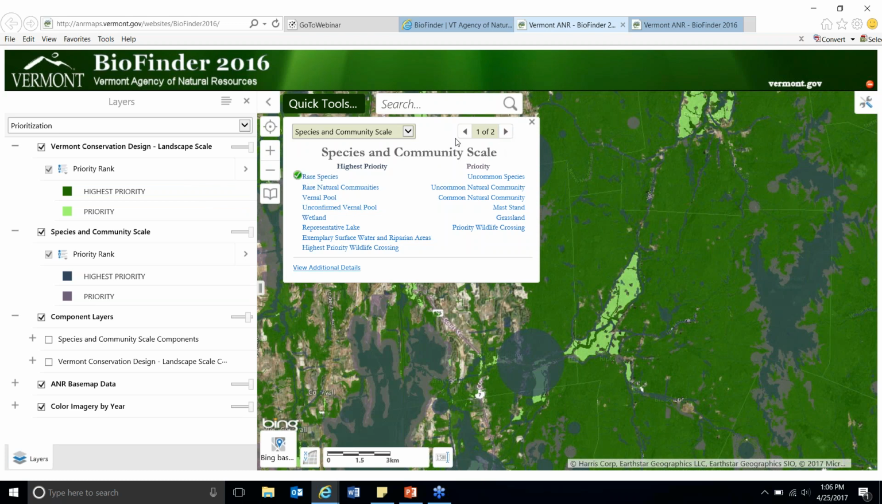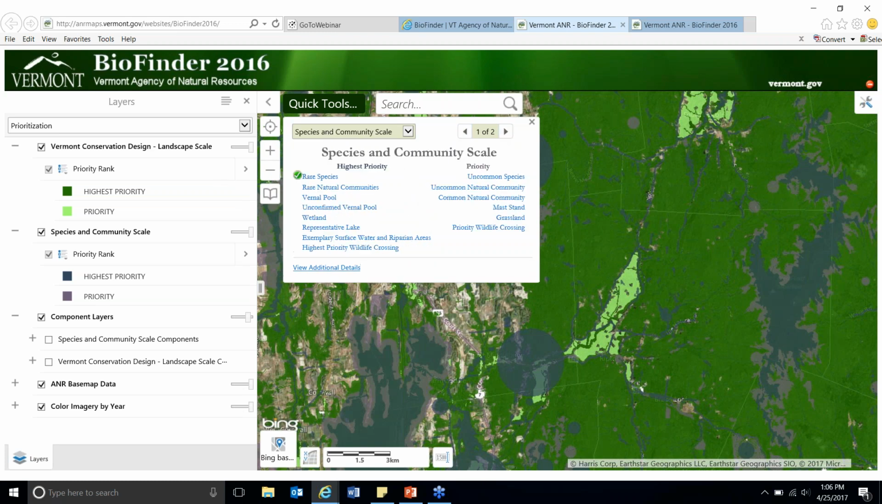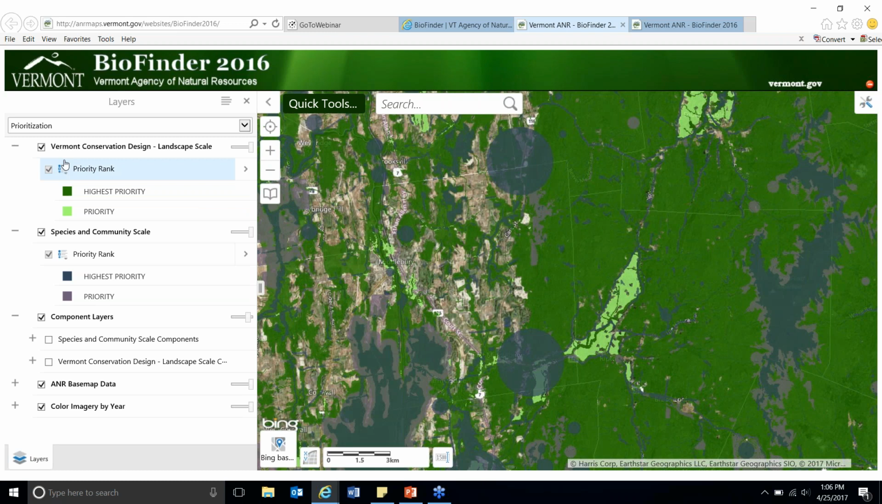But you'll notice that up here in the top right corner of my box, it says 1 of 2. There are 2 pages of results there, so I can click to the second page, and this gives me the conservation design report. And again, there's that interior forest block and the physical landscape. And so I can go back and forth and learn many layers that are present in that same location. So this can be a really quick way of learning more about a landscape.